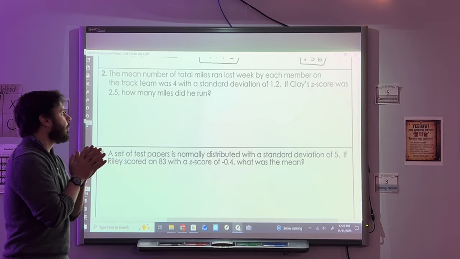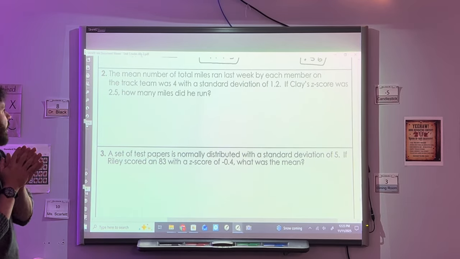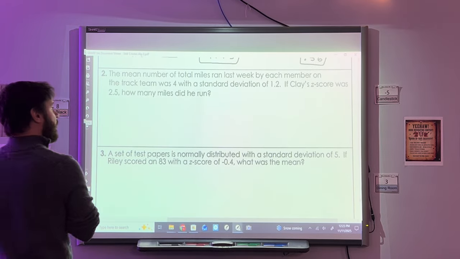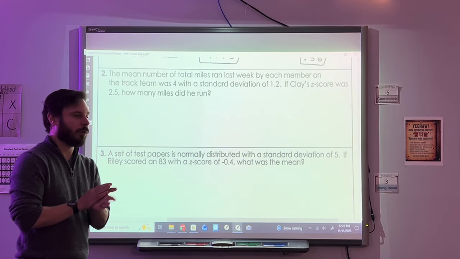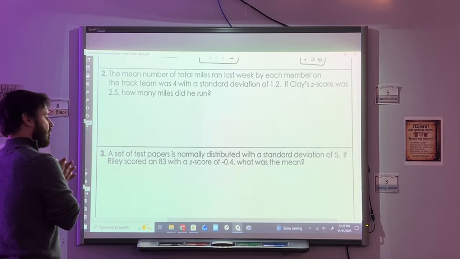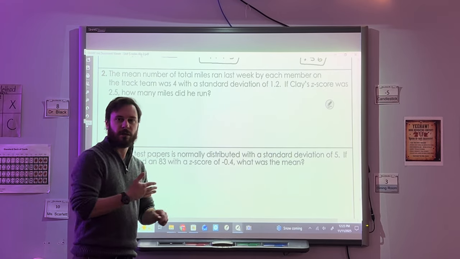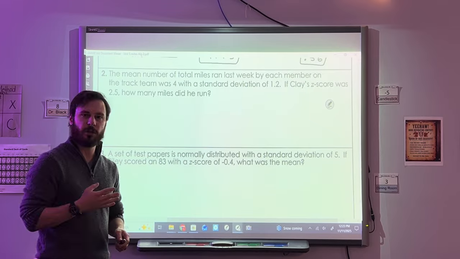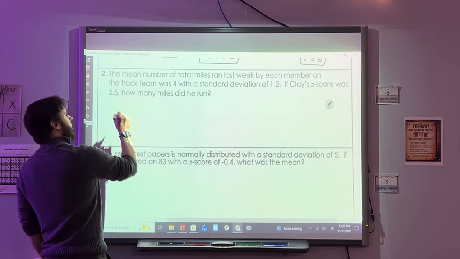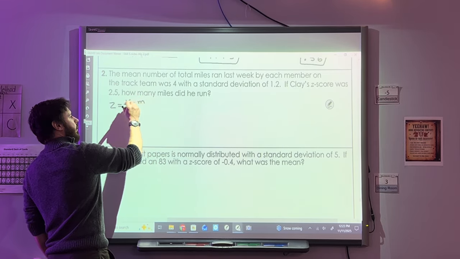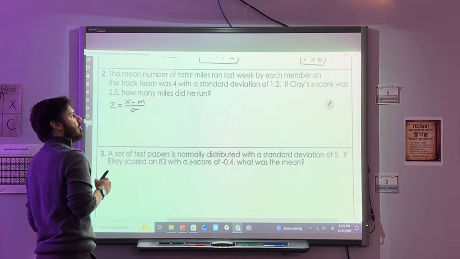The mean number of total miles ran last week by each member on the track team was 4, with a standard deviation of 1.2. If Clay had a z-score of 2.5, how many miles did he run? So break down what the problem gives you. It's going to give you at least 3 pieces of information of this puzzle. Remember, the z-score is equal to your value minus the mean over the standard deviation.